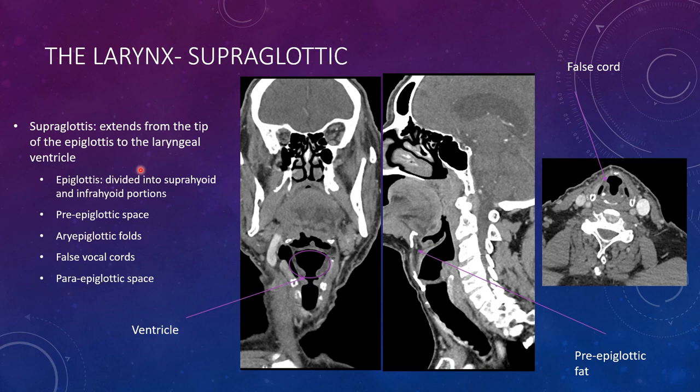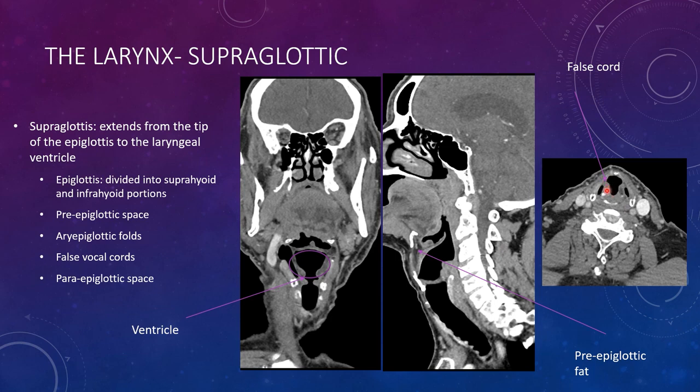The supraglottic larynx is from that tip of the epiglottis to the laryngeal ventricle, which is this space right here. I like the coronal because it looks like a goblet. So you have the false chords, you have the ventricle, you have the true chords. So everything from the false chords up to the epiglottis is considered the supraglottic larynx. You want to make sure that there's no infiltration of that preepiglottic fat, and where the epiglottis attaches here is called the petiole.